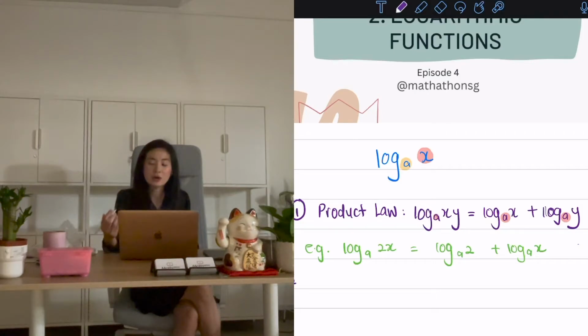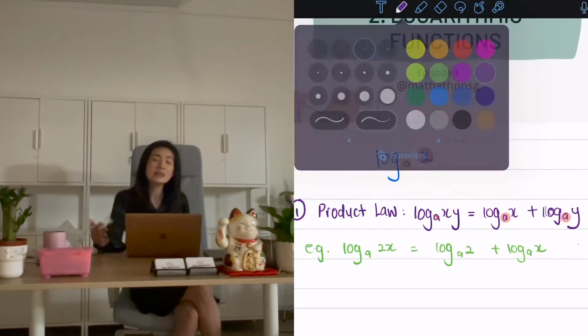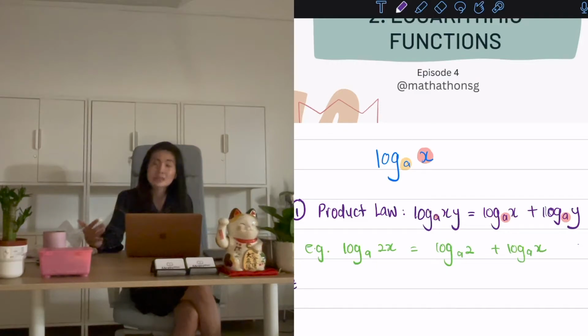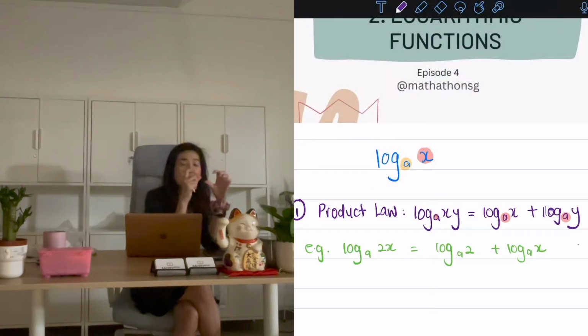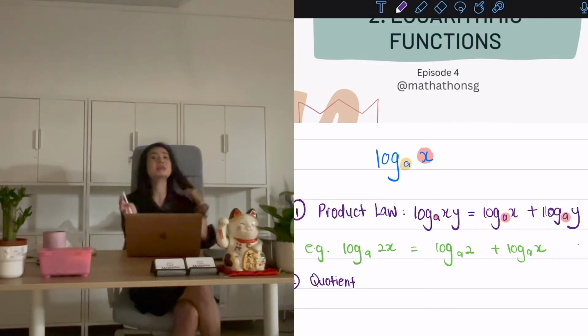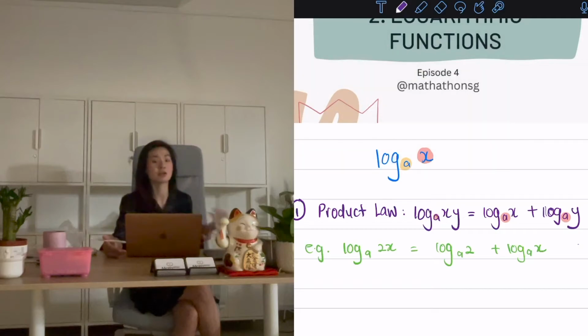Okay, moving on to an example. For instance, if I have log a of xy, it will be the same as log a x plus log a y. So notice how I can split the product in the function into two separate blocks. This will be very useful when you are doing a simplification question or even solving questions.